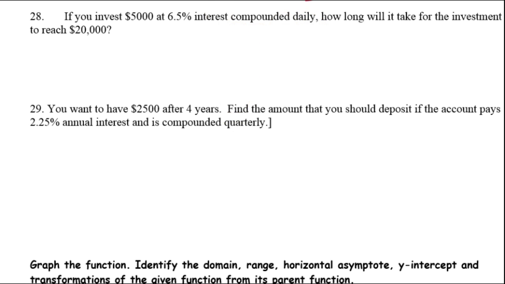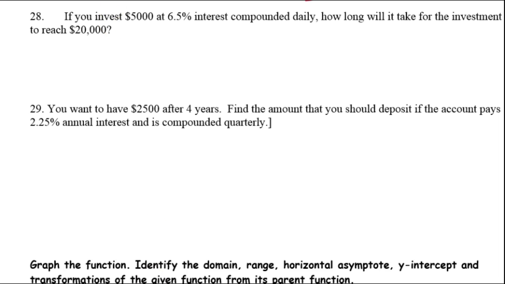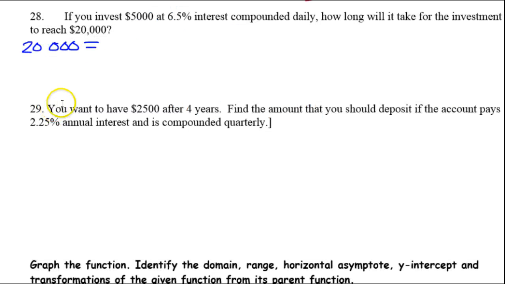So as we set this up, we want the investment to reach $20,000. Now looking at this formula, this A is the amount that we're going to have after time goes by. So we want this A to be 20,000. That's why I'm going to put 20,000 in for A. So I'll have 20,000 equals. Okay, now this P is the original amount, so that's our $5,000 investment.